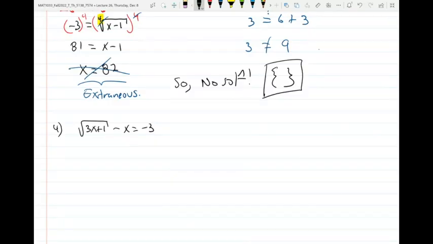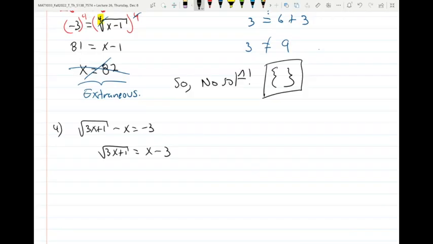Okay? What's the first step? To leave the radical alone, right? Isolate the radical. So we move the negative x to the other side, positive, right? So our first step, just leave the radical alone. So the negative x goes to the right, positive. Questions? Okay, all right, the radical is by itself.